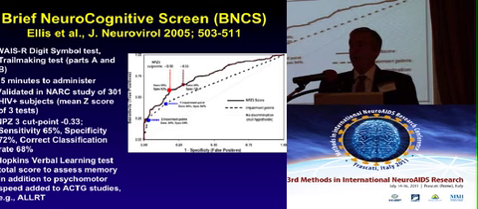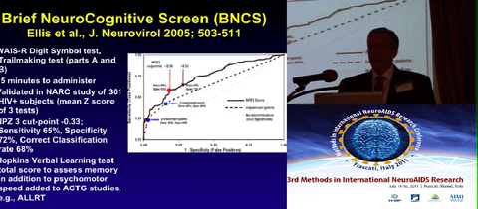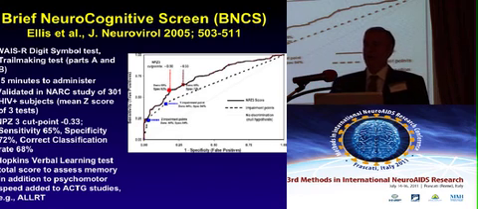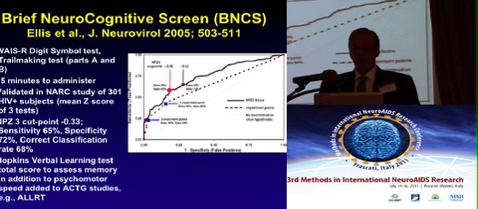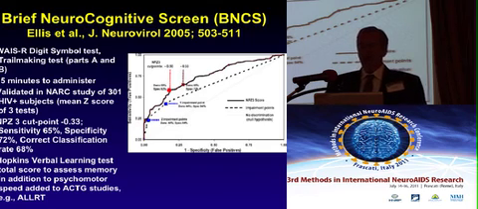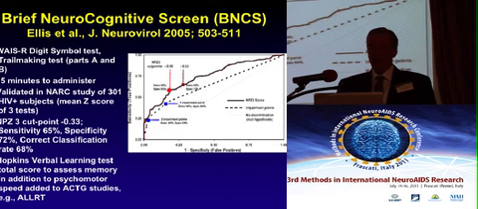But these have been developed, and one of these is by Ron Ellis, who will be talking later today, looking in the AIDS Clinical Trials Group in the ALERT study and in a NARC study in which he examined over 300 HIV-positive individuals. The tests used in this battery were the digit symbol test and the trail-making test, looking at parts A and B. It takes about 15 minutes to administer.